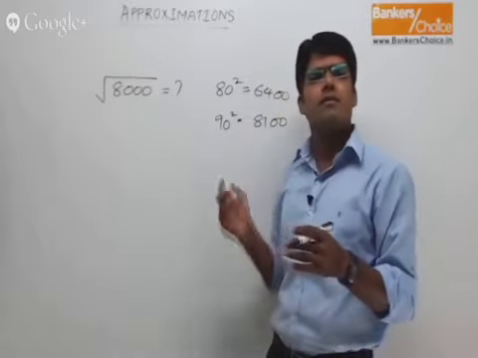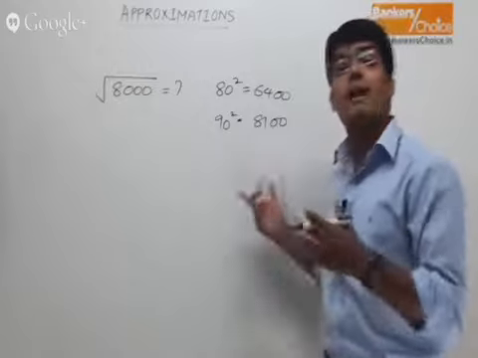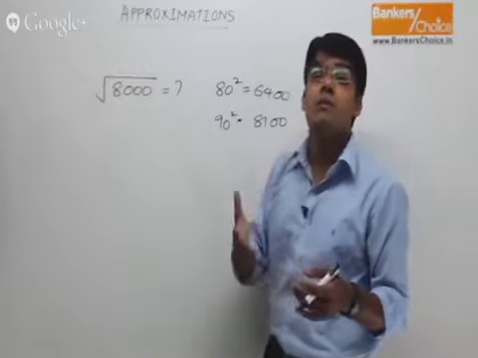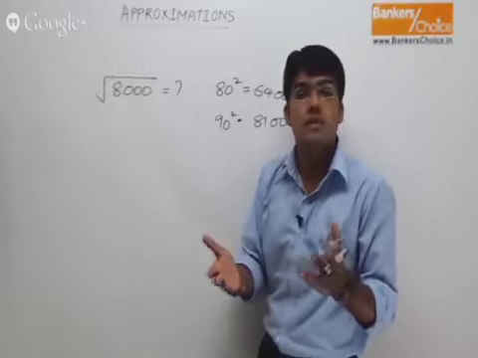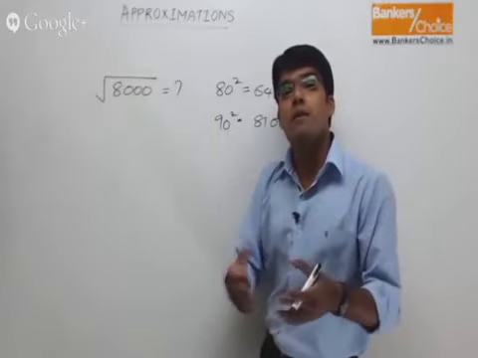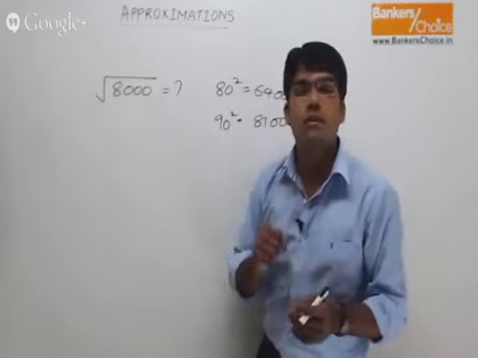So out of the given 5 options, if there is only one option between 80 and 90, you can mark that as the answer. But what if there is more than one option? Let's say there are 2 options between 80 and 90, or all 5 options are between 80 and 90. Then how do you decide what's the correct answer?